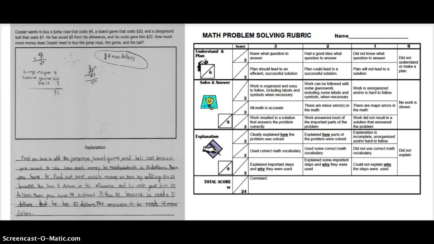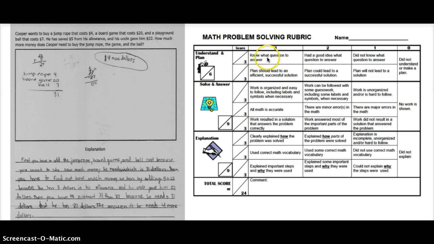So what I've done is I've taken the problem-solving rubric off the Moodle, and I've also taken an example of some student work so that we can look at them side by side. We're going to start by looking in the understand and plan section. In order to get a 6 here, which is the highest amount you can get, you need to get 2 3s. In order to get the first one, you need to display that you know what the question is that you need to answer. And to get the second 3, you need to come up with a plan that should lead to an efficient, successful solution. So let's take a look at our problem here.